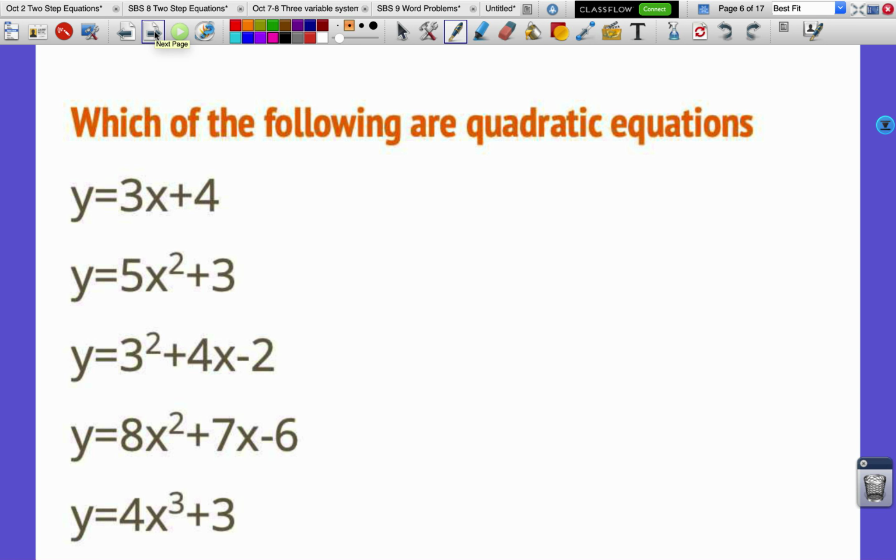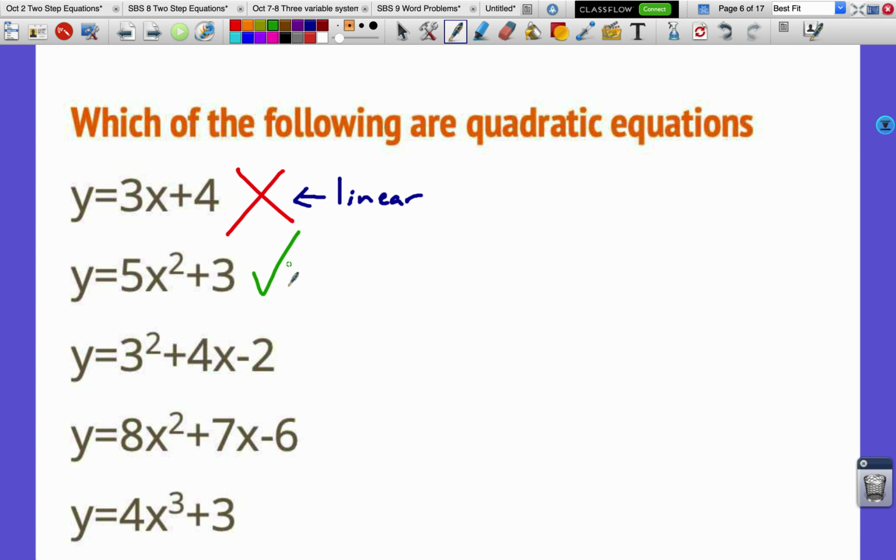Now, which of the following are quadratics? Just type their number. 1, 2, 3, 4, 5. Okay, let's go through them. This first one is not a quadratic. In fact, what we call this type of equation is a linear equation. Linear is where the biggest exponent is a 1 and we don't even have to write it. This is an x to the 1 right here.